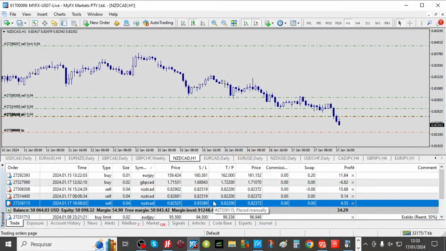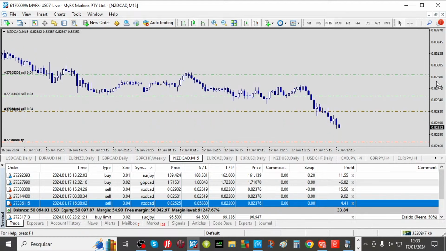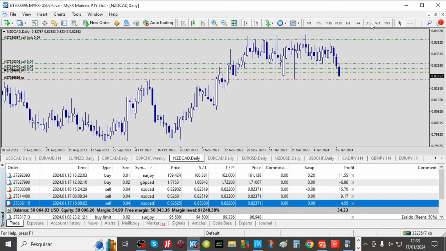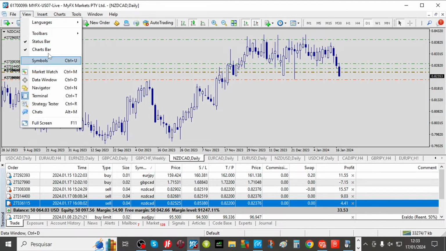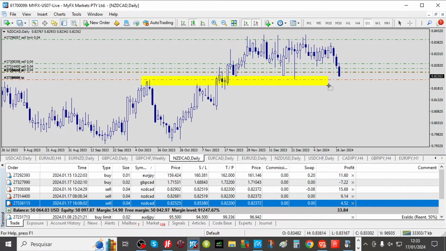Back to CNZD. Just a few. One more push. Daily chart. Yeah, we're going to profit. We are going to take profit because there is a pivot point in here. Give me a second. Insert shapes. You have a pivot point in here.